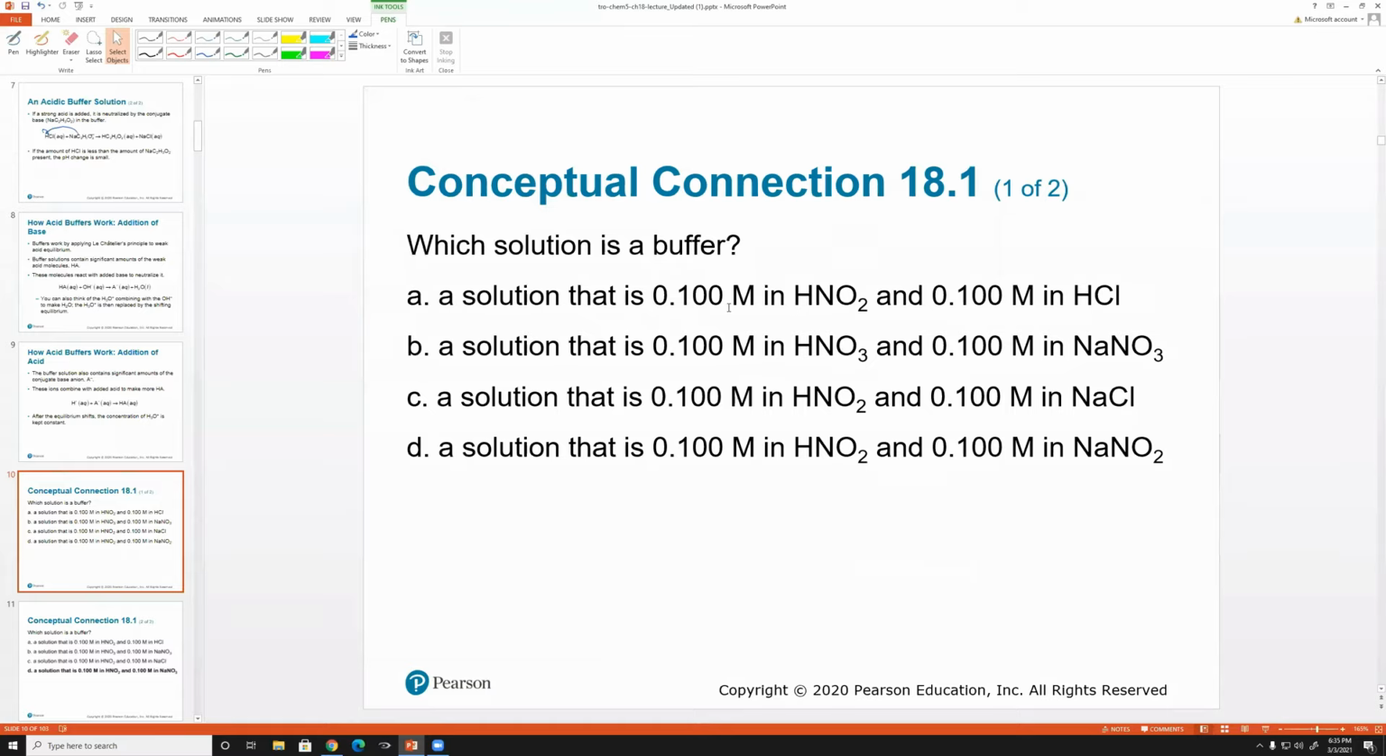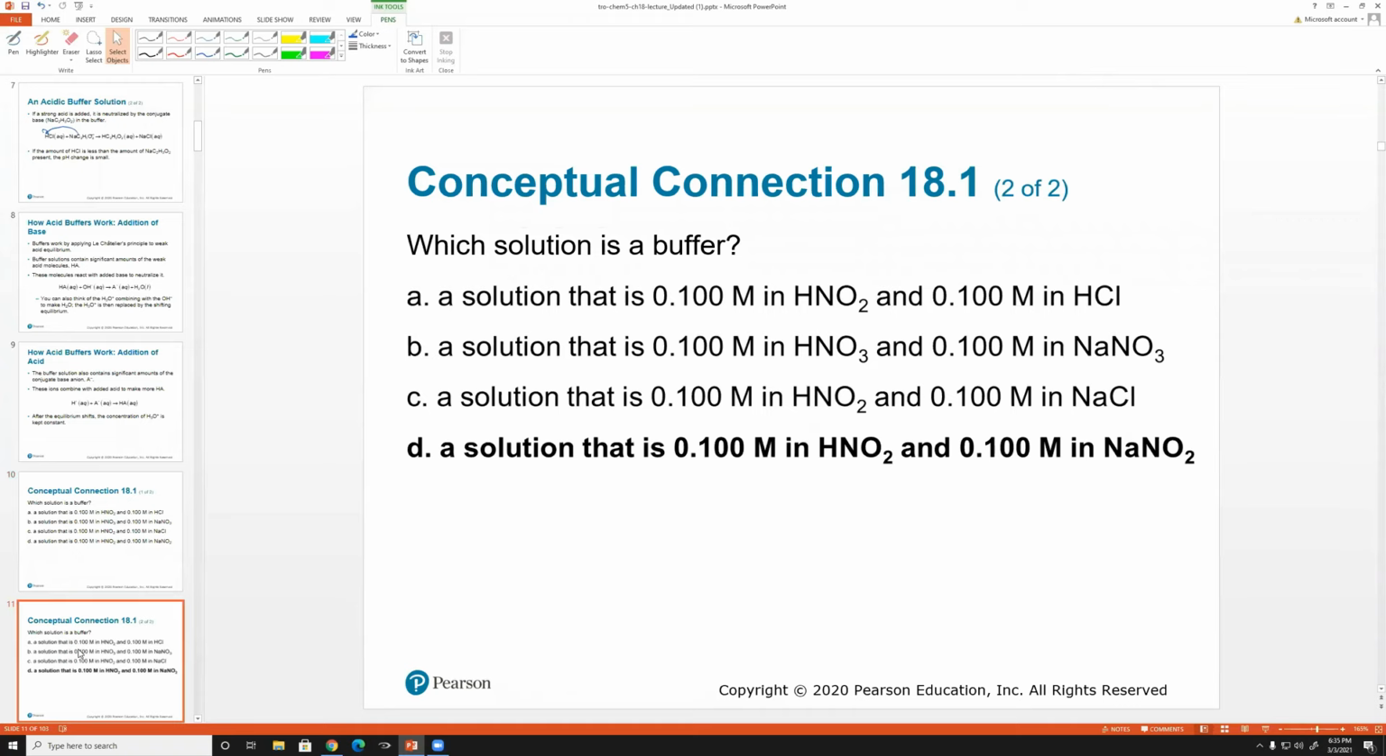So buffer, remember, is a weak acid and its conjugate base, or a weak base and its conjugate acid. This one is a weak acid and a strong acid. Nope, this one's a strong acid, so automatically nope. This one is a weak acid and a salt. Nope. This one is a weak acid and its conjugate base. Now, because it has sodium, that doesn't matter. Think about the sodium. This is sodium nitrite. In solution, remember, sodium comes off immediately and you have nitrite by itself. So even though the sodium is just a carrier, it carries the nitrite into the solution. Think about it as that. So then that would be your buffer system.